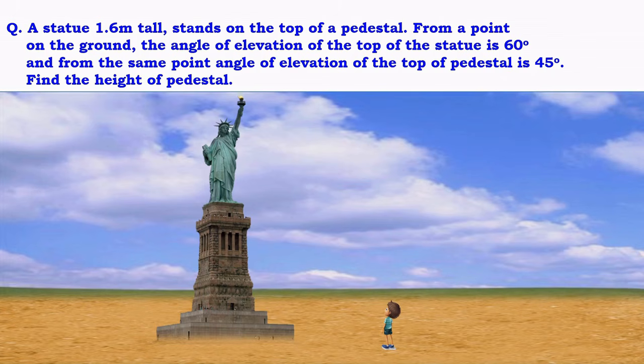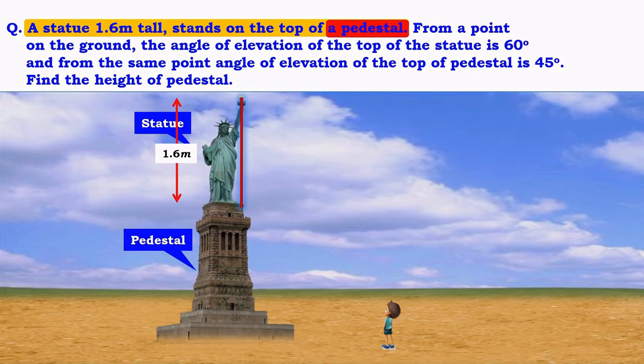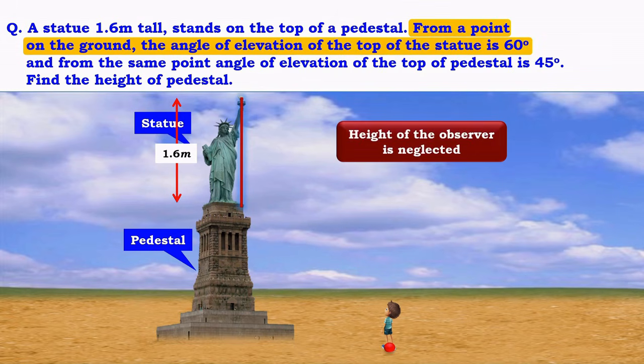Now let us understand the figure. The bottom of the pedestal is marked as point A. The top of the pedestal is marked as point B. The top of the statue is marked as point C. The observer is standing at point D on the ground.